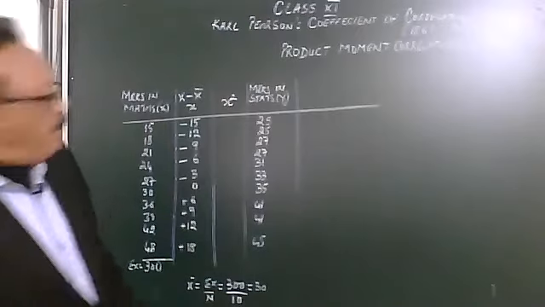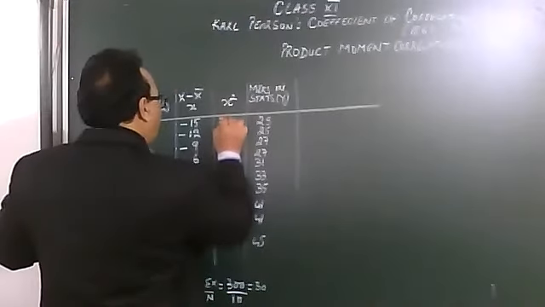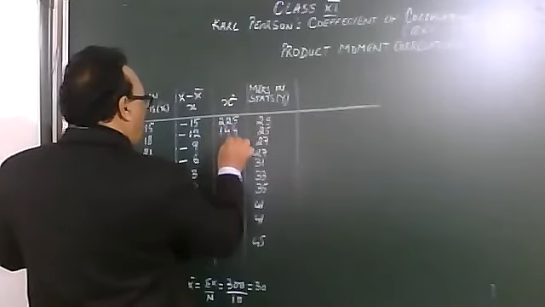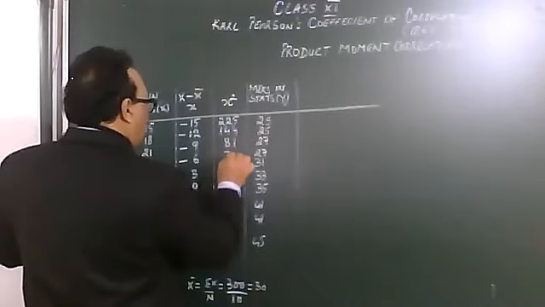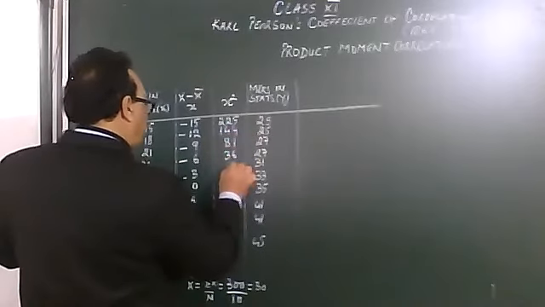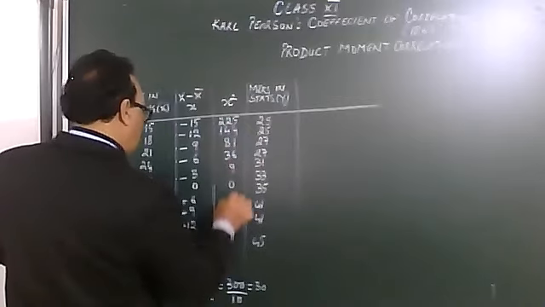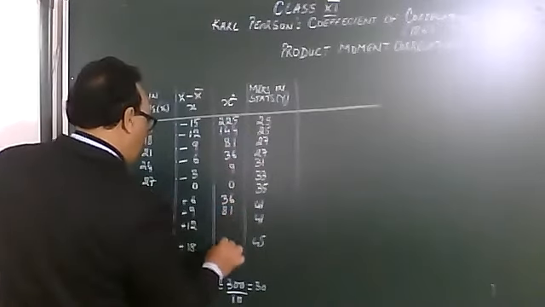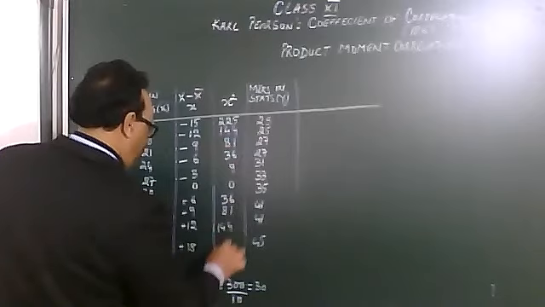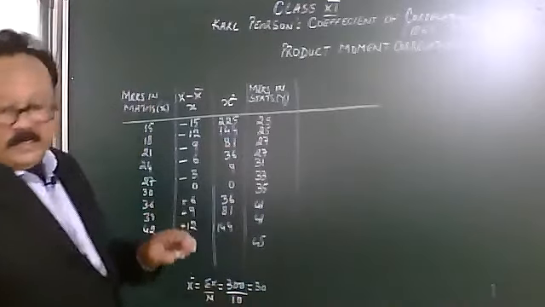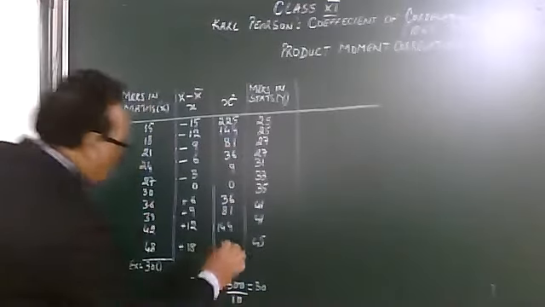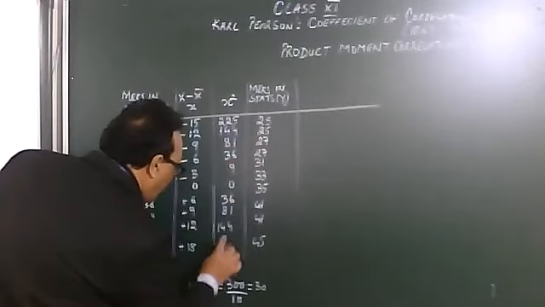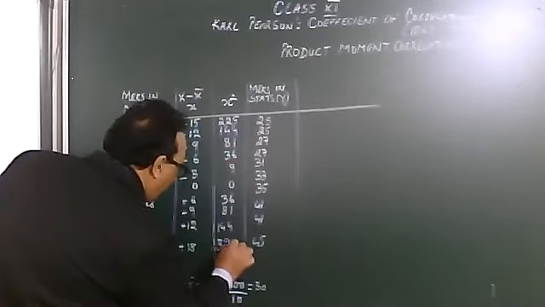15 15s are 225, 12 12s are 144, 9 9s are 81, 6 6s are 36, 3 3s are 9, 0, 6 6s are 36, 9 9s are 81, 12 12s are 144, 18 18s are 324.